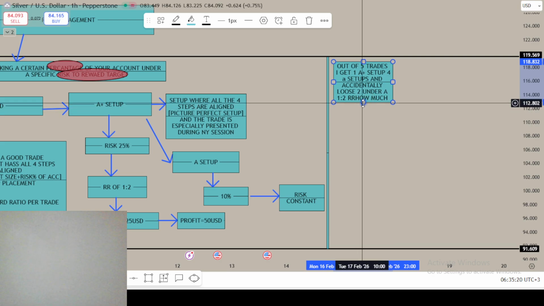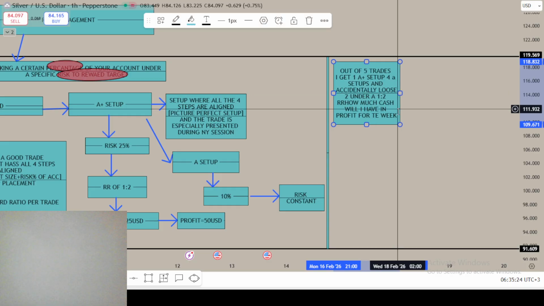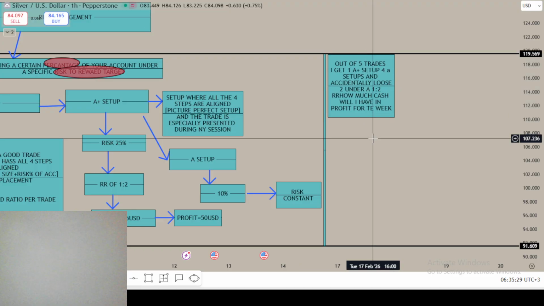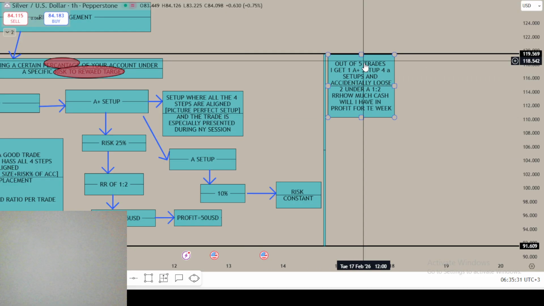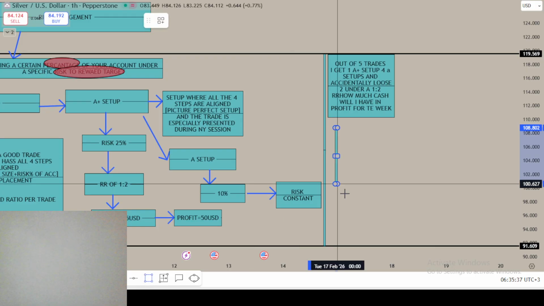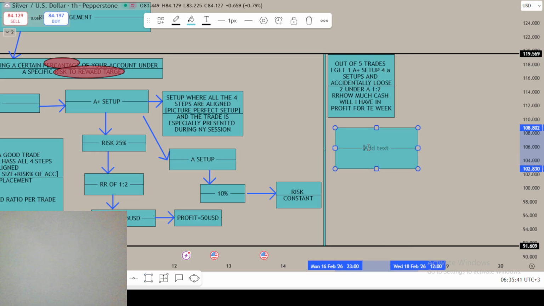Someone is wondering why I wrote accidentally, because it's impossible. It's impossible for you to have an A plus setup and lose. It's extremely impossible. So out of five trades, one trade I risk 25%. So I have 50 USD, because I've made a risk reward ratio of 1 to 2. Then I lose two trades.